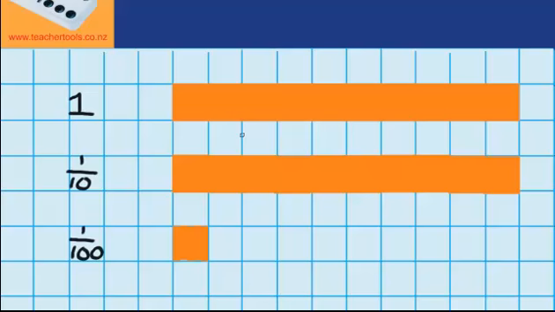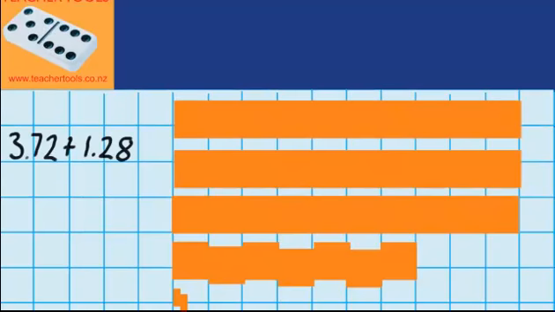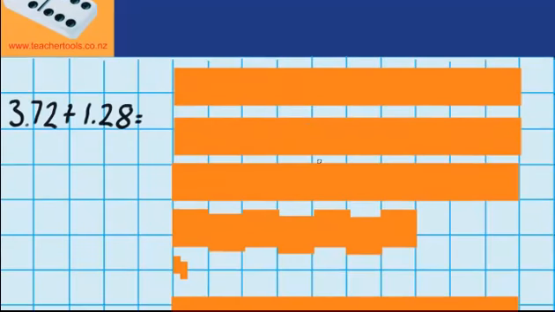Now we're going to use that to help us answer some addition questions. Let's start with this question here. I've got 3.72 plus 1.28. I want to find out what that equals. Well, if we look over here, you can see I've got my 3 wholes, my 7 tenths, and I've just offset them a little bit so you can see them so they don't blend into one.